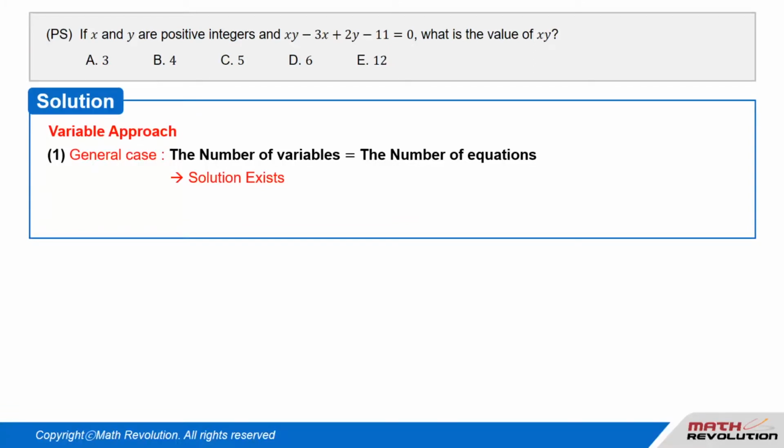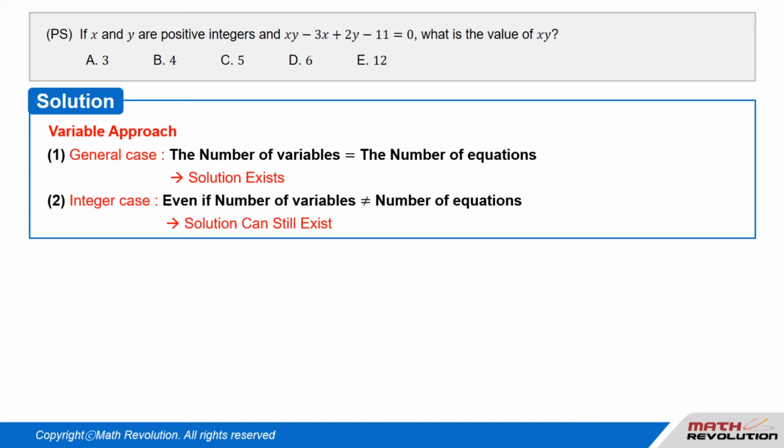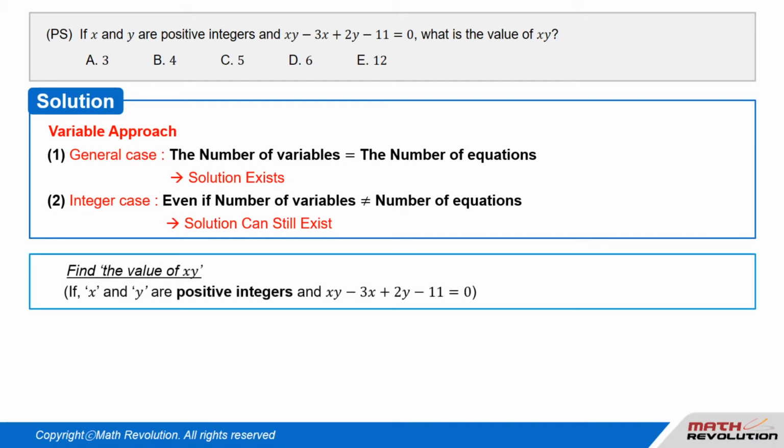Solution. The logic of the variable approach. The variable approach is a very fast and efficient method for solving certain types of DS questions. It depends on the number of variables and the number of equations. In the general case, a solution exists when there is the same number of variables as there are equations. But in the integer case, we can still have a solution even when the number of variables and equations are different. We have to find the value of xy.